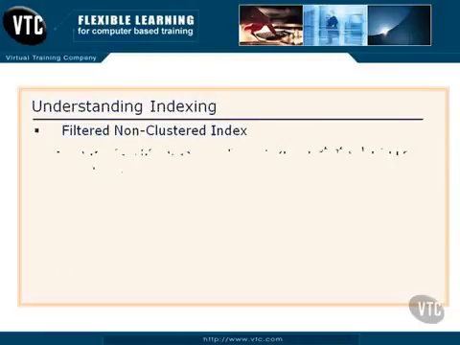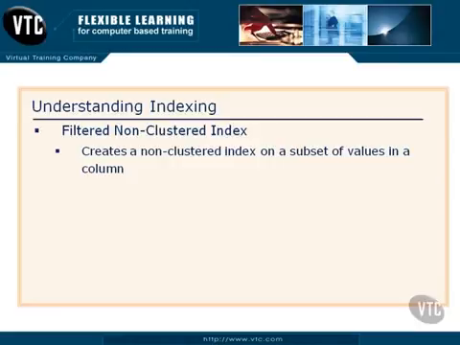Now, a filtered non-clustered index allows you to create a non-clustered index on a column, but let's say you have a column where part of the values are very similar, and then part of the values in that column are very unique. You can create a non-clustered index just on that subset of very unique values and not waste the energy or the effort or the efficiency of creating a non-clustered index on all those very similar pieces of data. So a filtered non-clustered index is just a non-clustered index where you can choose a subset of values in a column. It's like a partial column non-clustered index.